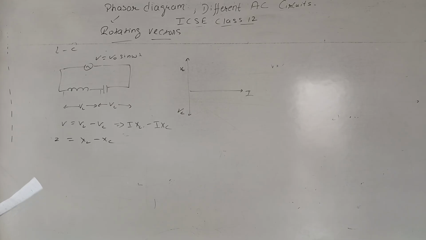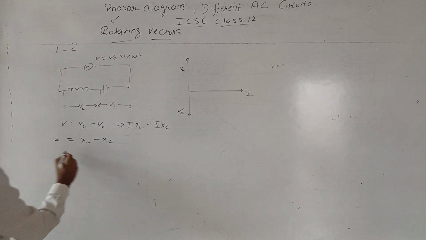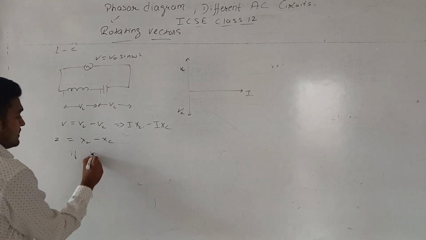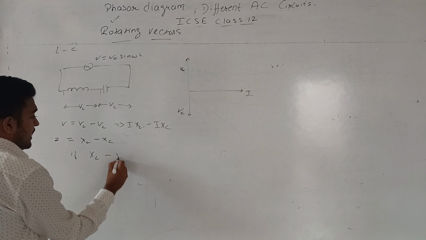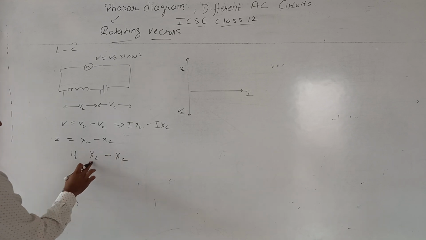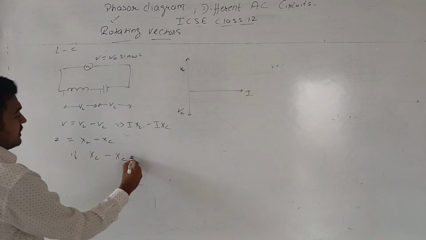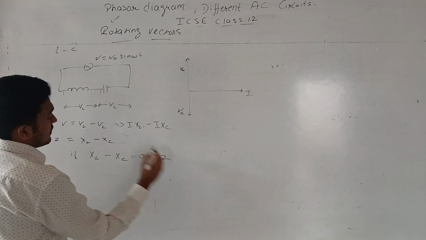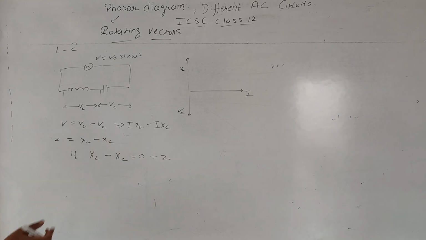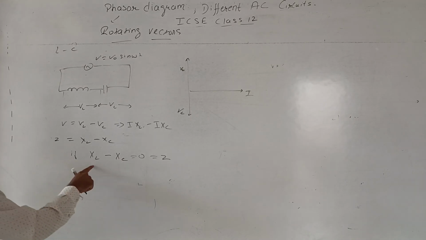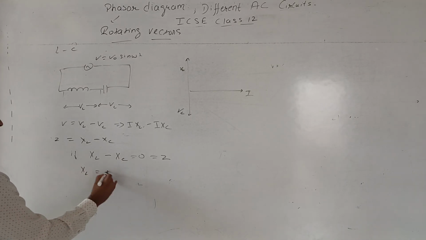Next is resonance. During resonance the impedance becomes zero, because the capacitive reactance becomes equal to the inductive reactance, XL equal to XC. Impedance will be zero, meaning there will be no resistance in the path of the current. And this is possible when XL must be equal to XC.